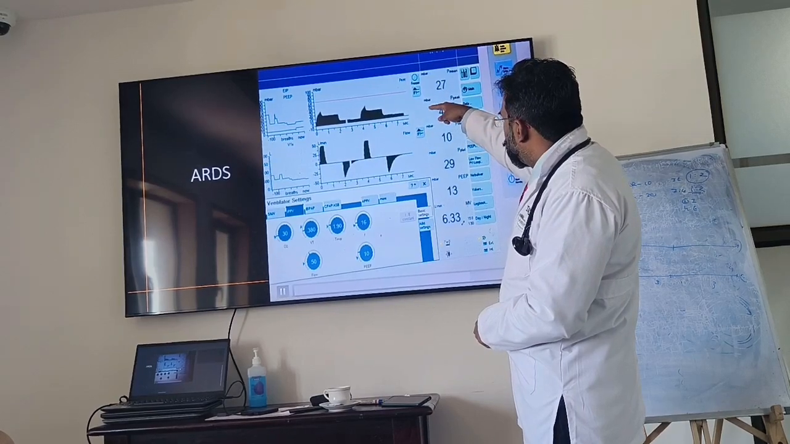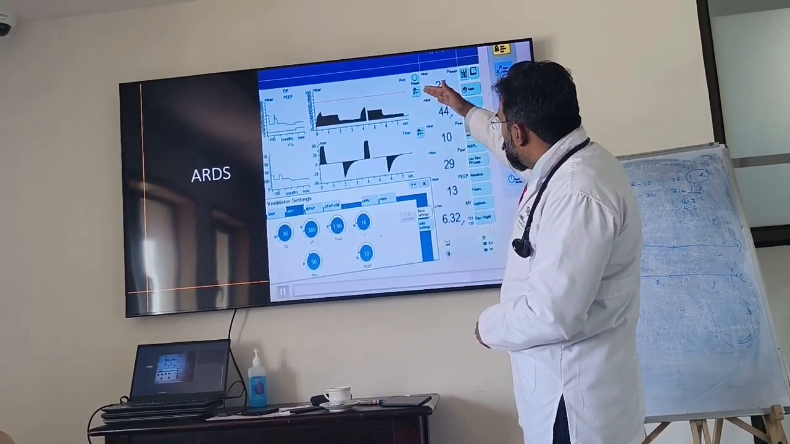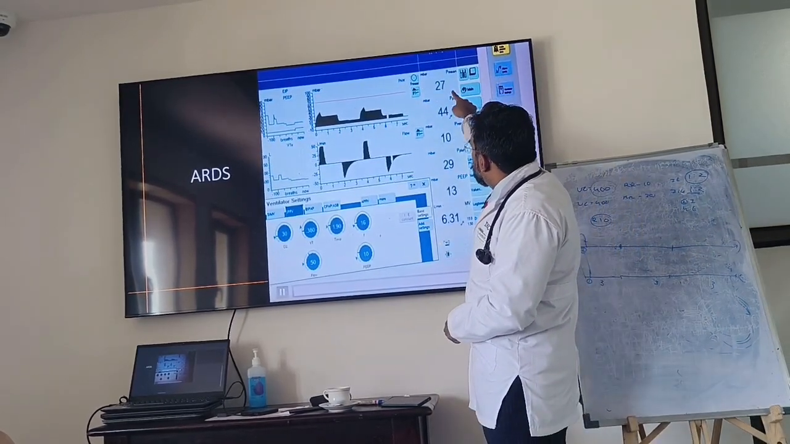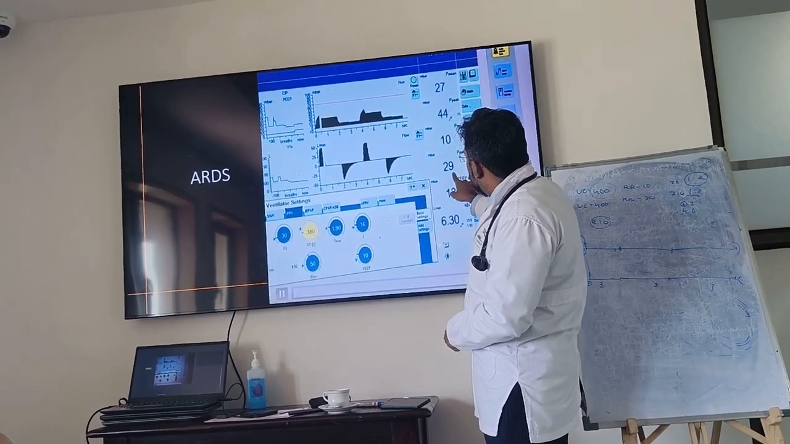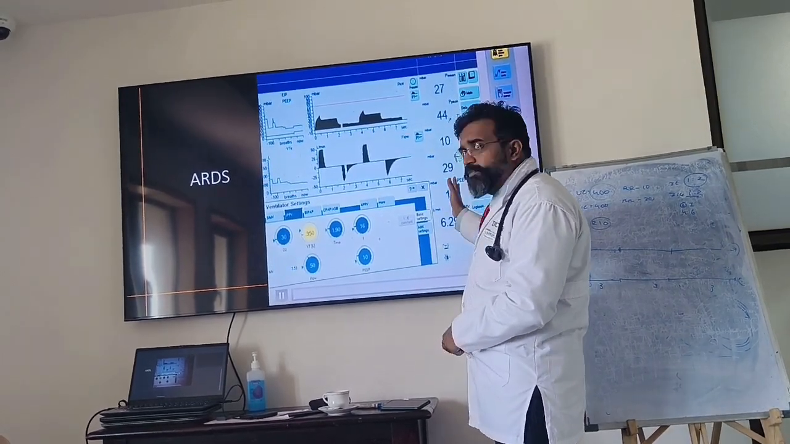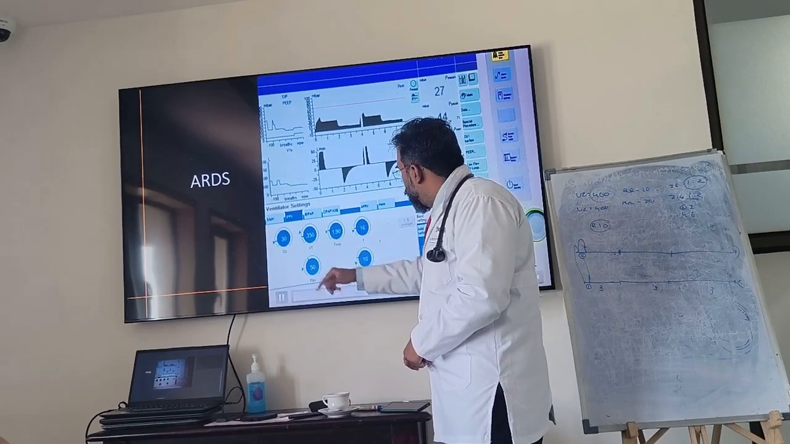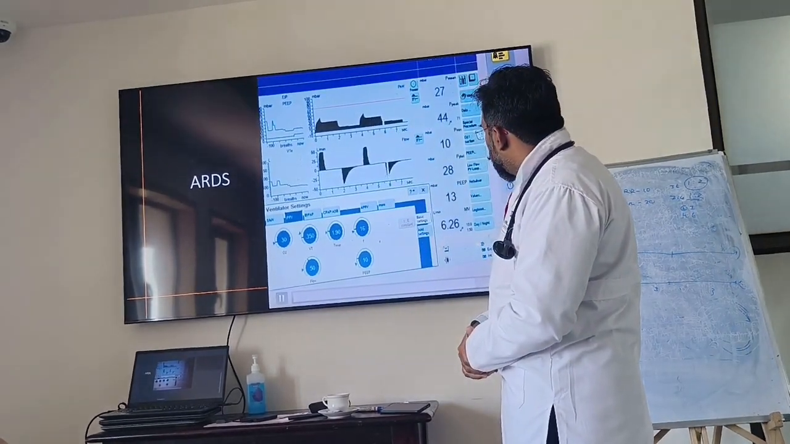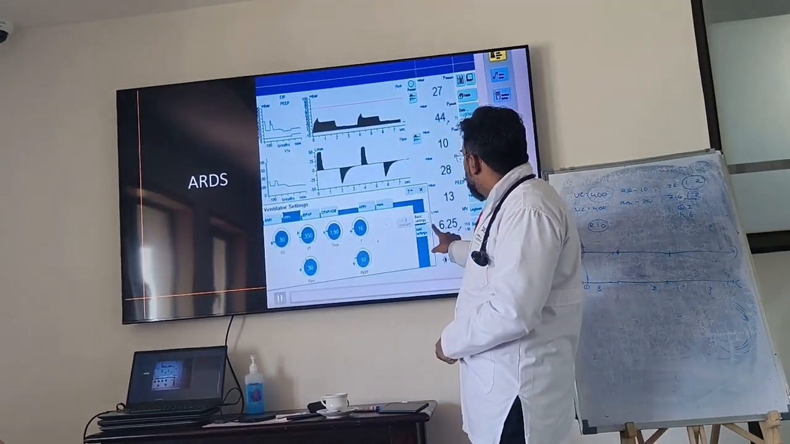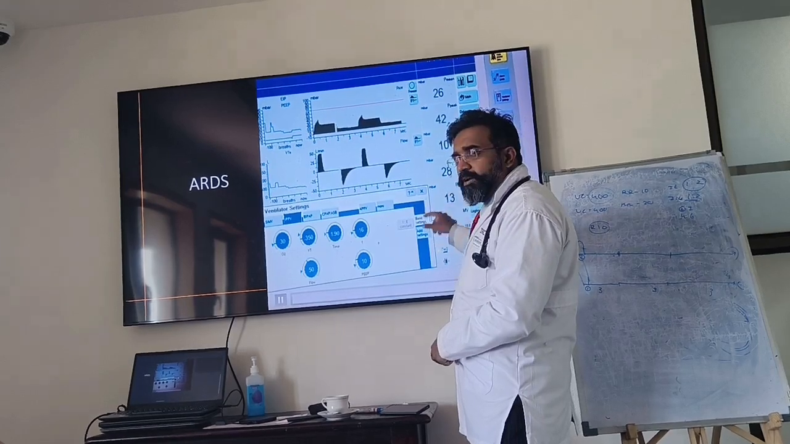Look at the change in the graph. Okay, the graph has settled down, pressures have started coming down. P mean from 30 has come to 27, peak from 48 to 44, P plat has come to 29. Still not comfortable. I want it further low, 350. Okay, when I come to 350, I am again waiting. Minute ventilation is coming down. Plateau pressures have now started coming down.